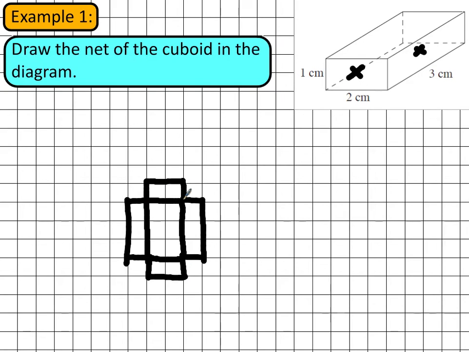Now that's all going to fold together, but it doesn't have a lid, so we need to put a lid on, and the lid can go on any of those 4 sides. So let's have it on the right hand side. That's going to be a 2 by 3 centimeter rectangle as well. So that's how we draw the net of a cuboid as in the diagram.